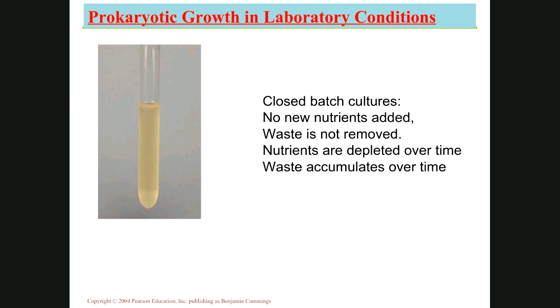Okay, now this is an important principle: how a population of bacteria grow. And there are two ways of growing them. One is a closed batch culture. Another one is an open batch culture. A closed batch culture is what we do when we grow organisms in a test tube or a plate. And it's called closed batch because whatever is there is all the population is going to get. We're not going to add new nutrients. We're not going to remove waste.